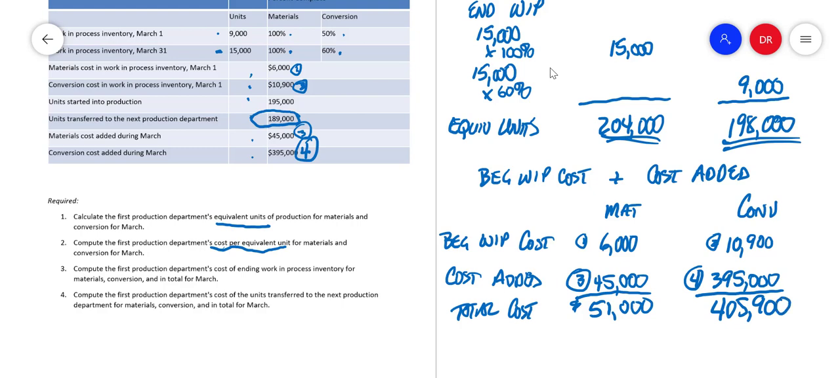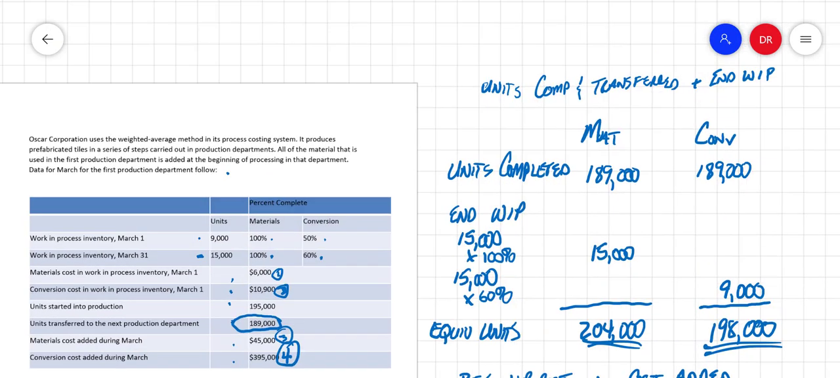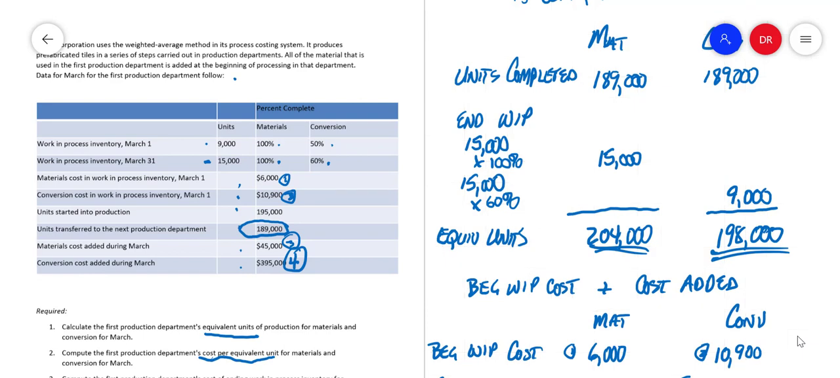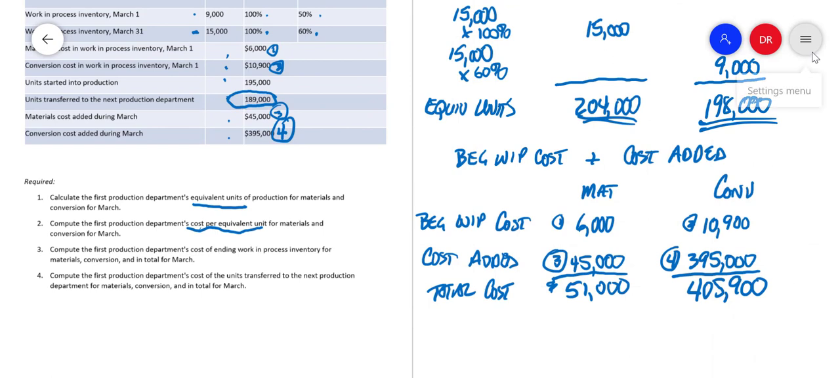All right. In order to calculate the cost per equivalent unit, we're coming back up here. We're going to take the equivalent units. We're going to divide the cost by those equivalent units. So we're going to bring those down here now. So we have equivalent units.